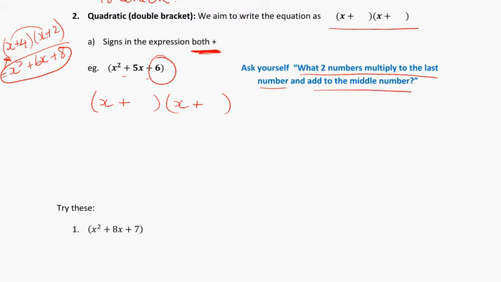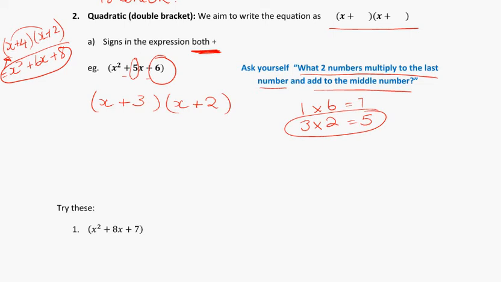So what choices have we got with 6? Well, two numbers that multiply to the last number, we've got 1 times 6 and 3 times 2. There are only two choices. So go to the second criteria, they have to add to the middle number. 1 and 6 is 7, and 3 and 2 is 5. Which one am I going to pick? Look at the middle number, and so the 3 and the 2 must be my numbers that go in there.